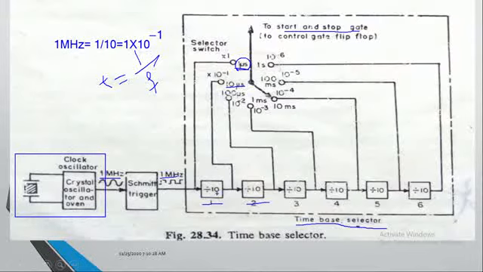Again divided by 10 means we have 1 by 10 over 10. Here again we have one more division by 10. 1 by 10 whole divided by 10 is nothing but 1 by 100. 1 by 10 means 10 to the power of minus 1, and 1 by 100 means 10 to the power of minus 2.